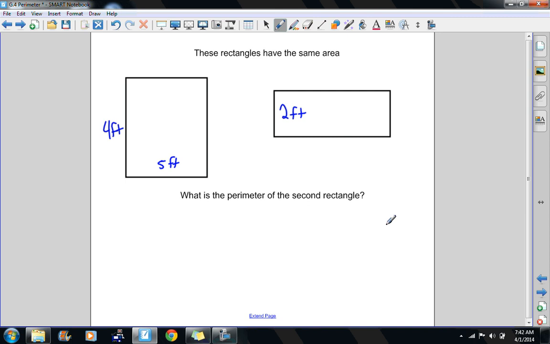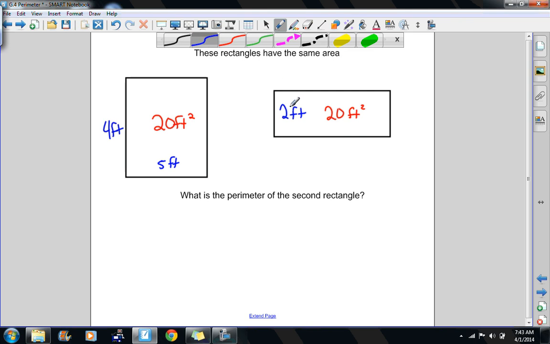This gets a little bit tougher. We got a couple steps here. These rectangles have the same area. What is the perimeter of the second rectangle? So this one here. So step 1, we have to figure out what the area of these rectangles is. The area of this rectangle is 20 square feet, because base times height. Therefore, this has to also be 20 square feet, which means that the base of this rectangle would have to be 10 feet, because 10 times 2 would be 20.